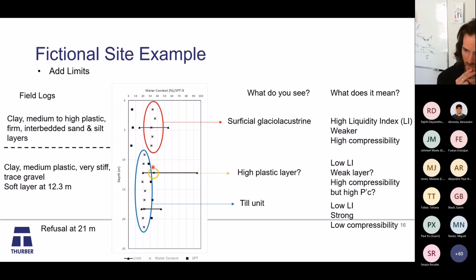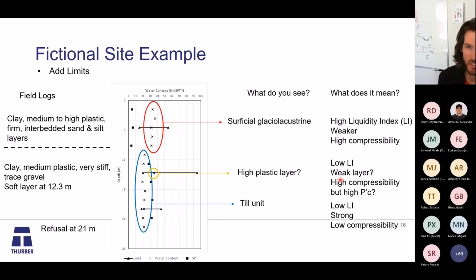This layer certainly got higher blow counts. So it's probably stiff, pretty strong. Liquidity index here is pretty low. So I'm thinking it's relatively stiff. Probably not going to see a lot of settlement there. And then this guy here, so still relatively low liquidity index. Is it maybe a weak layer? I certainly got high plasticity. So it's high compressibility, but maybe high pre-consolidation pressure.